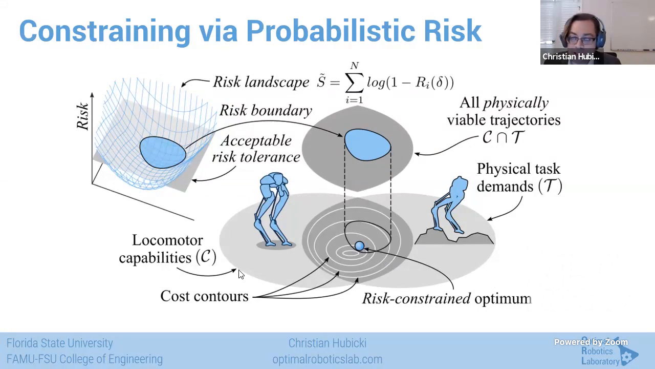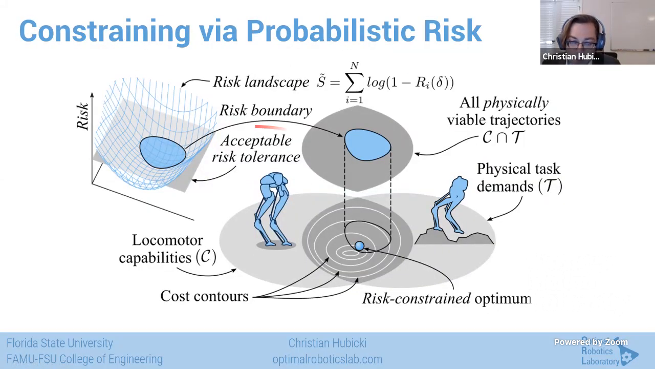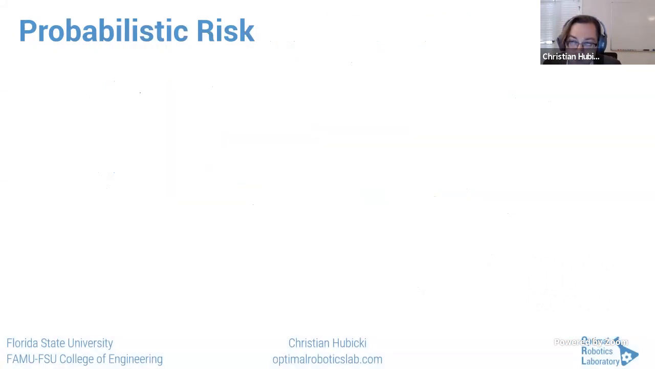And so imagine this here is your traditional trajectory optimization problem, where you want it to do a thing, and this is what it can do. So these are things that can be done, but we constrain it by saying this is the acceptable risk tolerance, and this is the amount of space that we have that actually allows us to complete the task without failing too much.